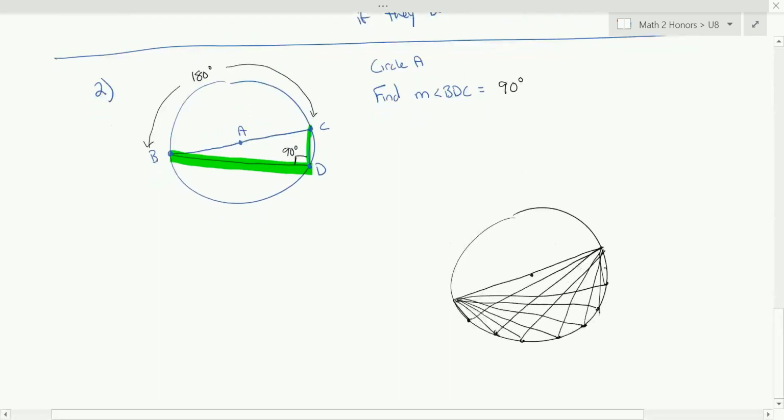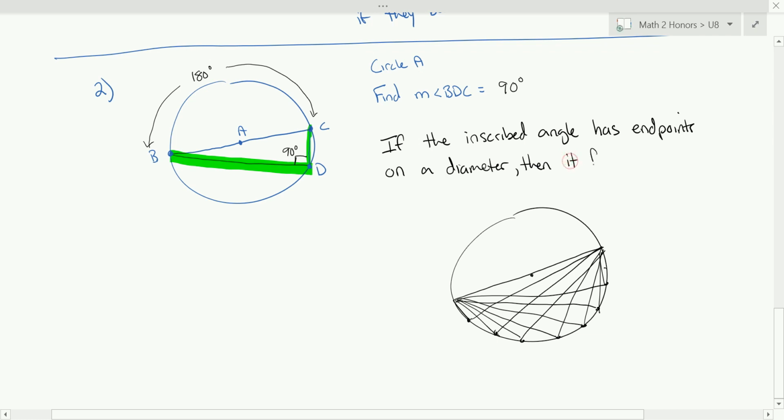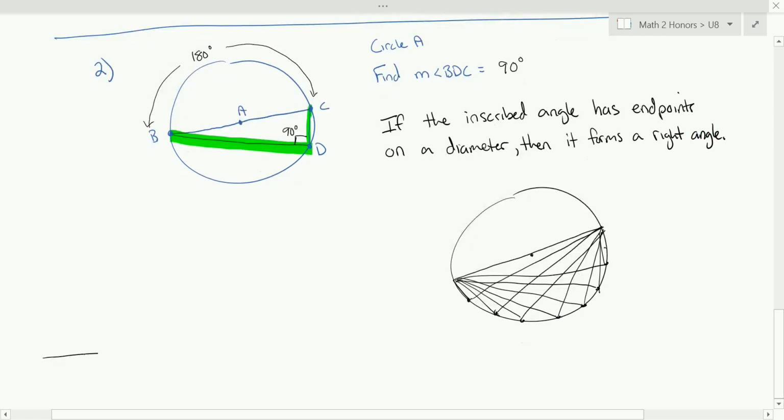All right, so let's write down what we want to say here. If the inscribed angle has endpoints on a diameter, then it forms a right angle. Number 3.